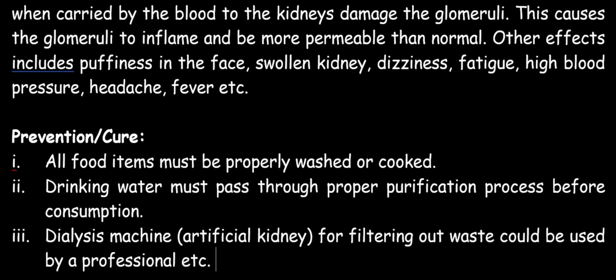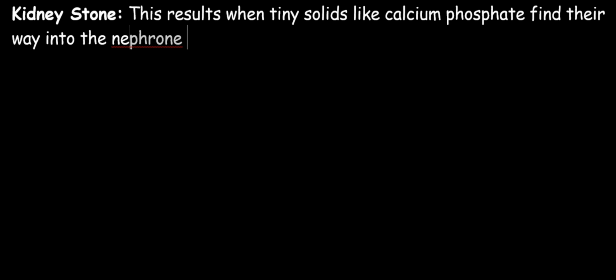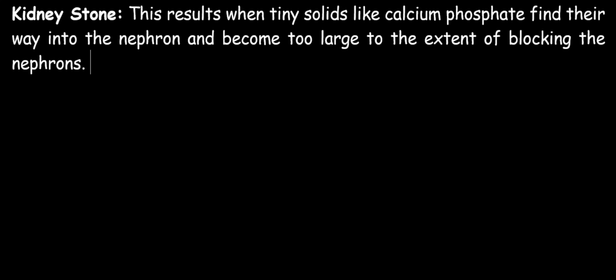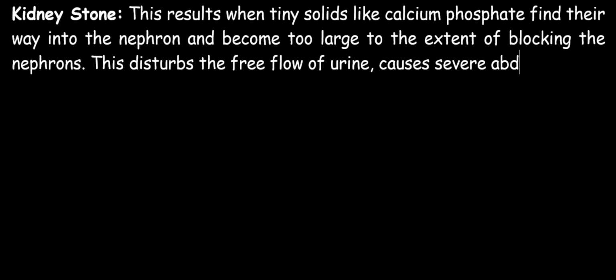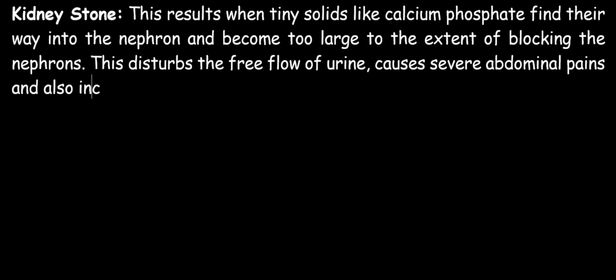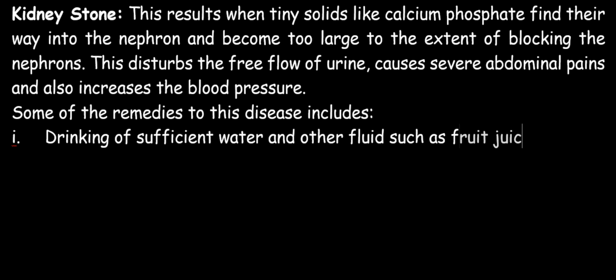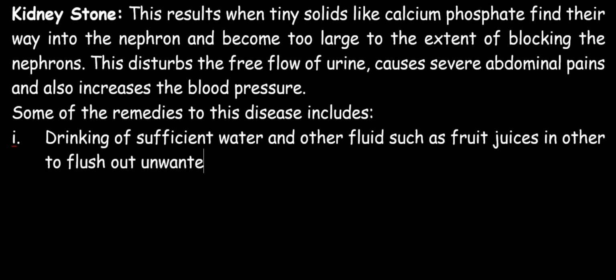So now let's look at kidney stone. Kidney stone results when tiny solids like calcium phosphate find their way into the nephron and become large to the extent of blocking the nephrons. This disturbs the free flow of urine and causes severe abdominal pains and also increases the blood pressure. Some of the remedies to this disease include: number one, drinking sufficient water and other fluids, such as fruit juices, in order to flush out unwanted waste products.